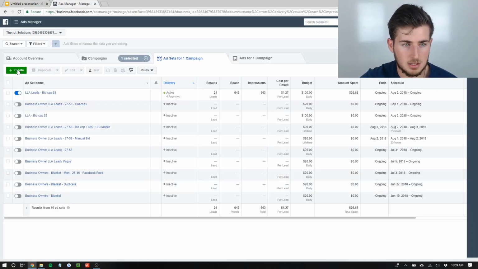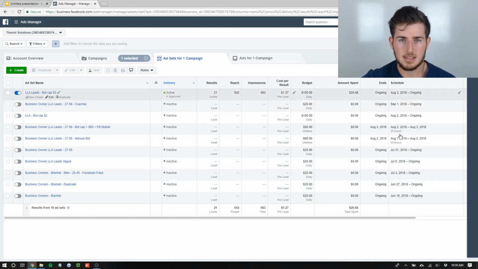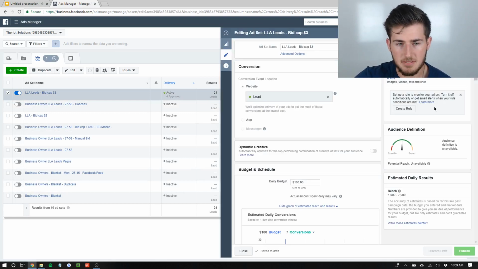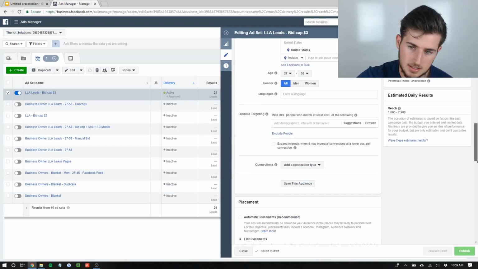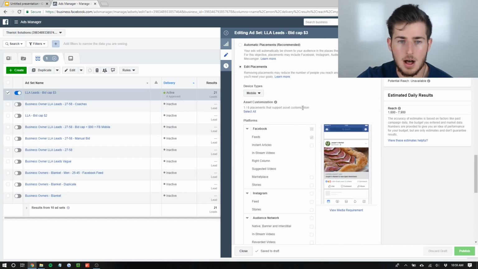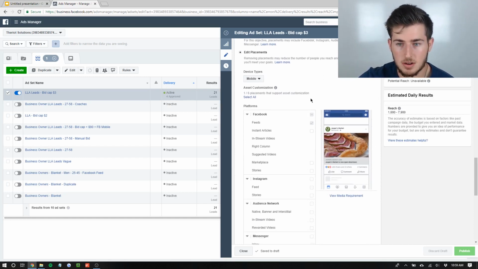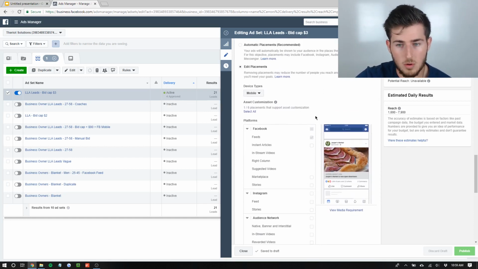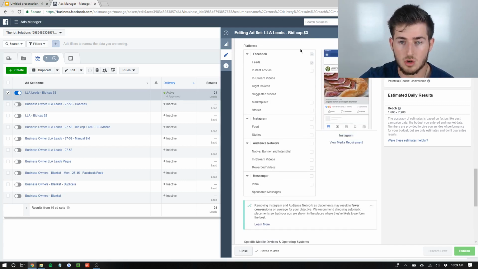And if you don't know what that means, that's basically when you create a campaign and choose where you want to place it. It's like the Instagram feed, the Facebook news feed, mobile, desktop. And right here on this campaign, the one that I'm actually hitting at $3 of a bid cap, it's at mobile and just on Facebook feeds. But originally it was on all of these.